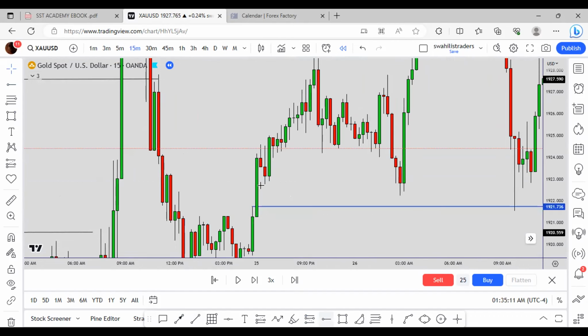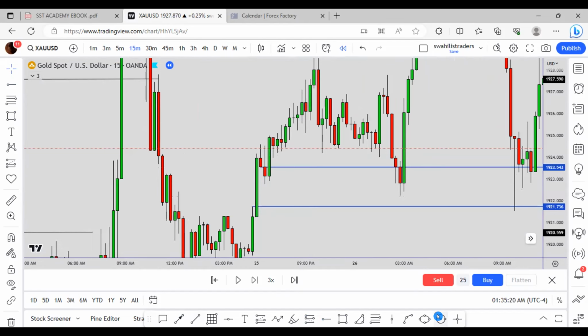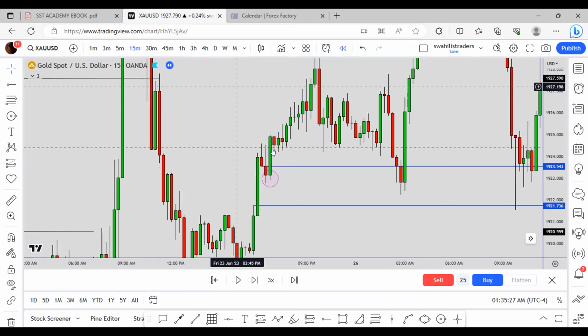No. That's why it is important to backtest. Okay. You see a continuation here. I'm talking about this one. You see this continuation here. Price created this fair value gap, price entered into this fair value gap and then continued to go to the upside. So it was a continuation.